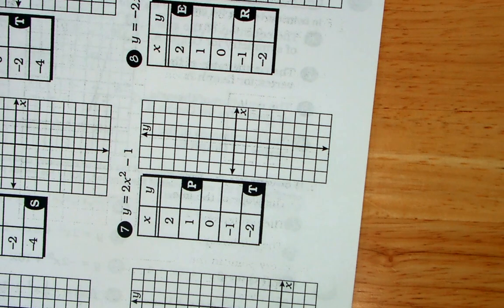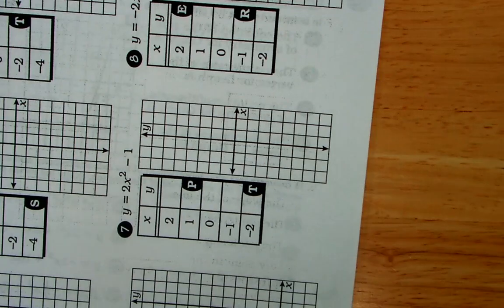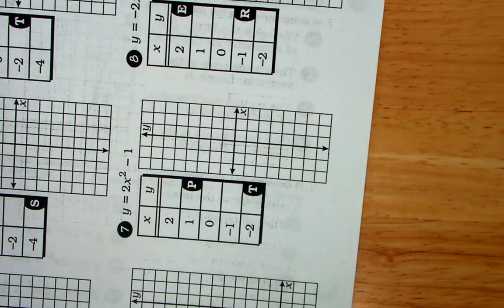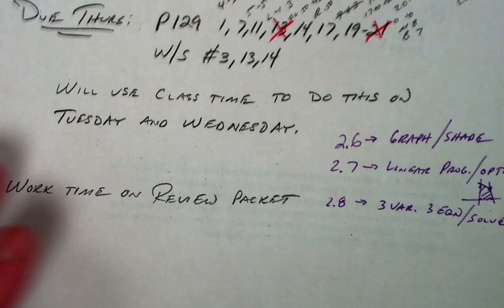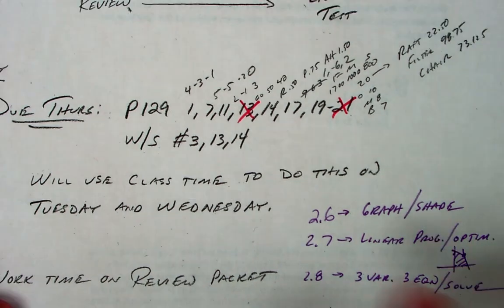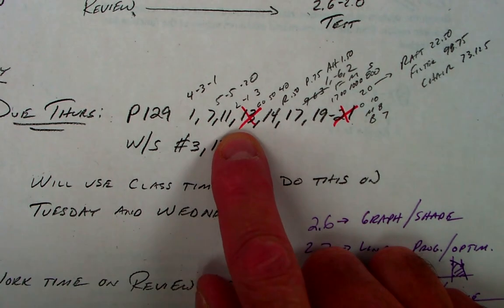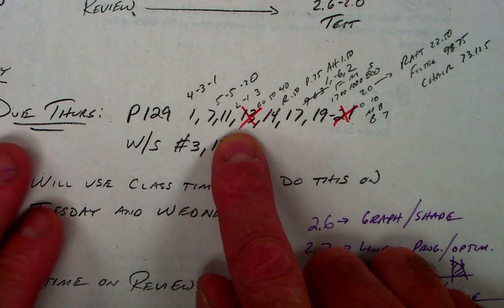Well, I'm sure you FFA people are really missing Algebra 2, so I thought you could use another video to kind of get you up to speed. I made a couple changes in the assignment here. I decided to get rid of 13. If you already did 13, I apologize.